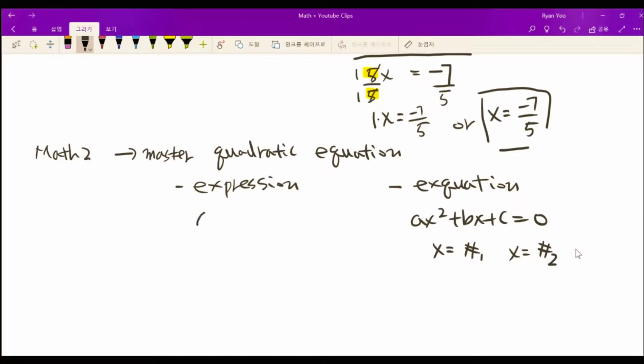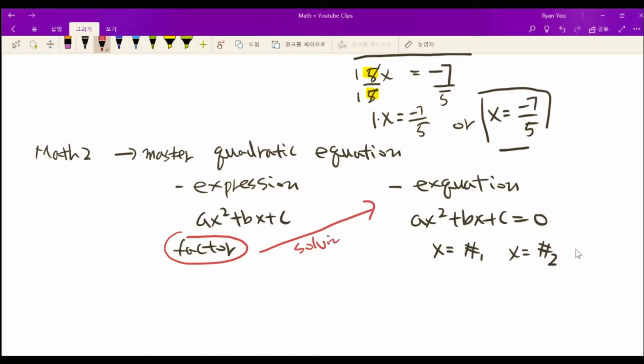And the expression is ax squared plus bx plus c. Here, for the quadratic function, we are going to factor. This is a very important skill. The reason that you need to factor is so that you can actually solve. It helps in solving quadratic equations. And since it's Math 2, we do a little more than quadratic equations. Another one is now you are going to deal with exponents.